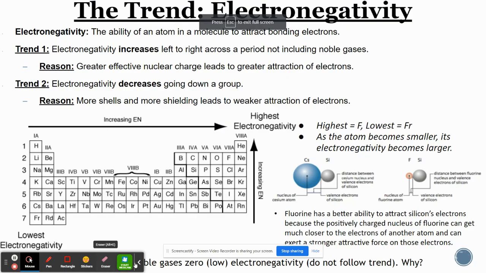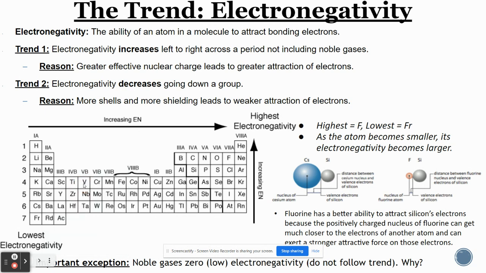In this video, we're going to take a look at the trend called electronegativity. Electronegativity is the ability of an atom in a molecule to attract bonding electrons. Remember, in a molecule, atoms will typically share electrons to some degree, and the electronegativity is how strongly a certain atom will attract those electrons that are involved in the share. So basically, how strong is your attraction for electrons in that bond?